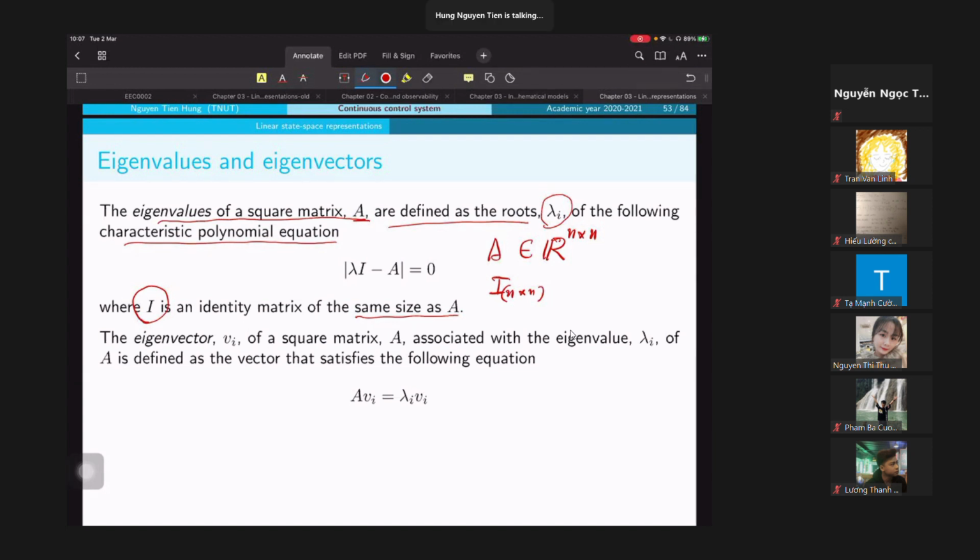For the eigenvectors of a square matrix A associated with the eigenvalue lambda i of A, we define the vector that satisfies this equation: A v_i equals lambda i v_i. So first we need to find the eigenvalues, and then we associate each eigenvalue with its eigenvectors.